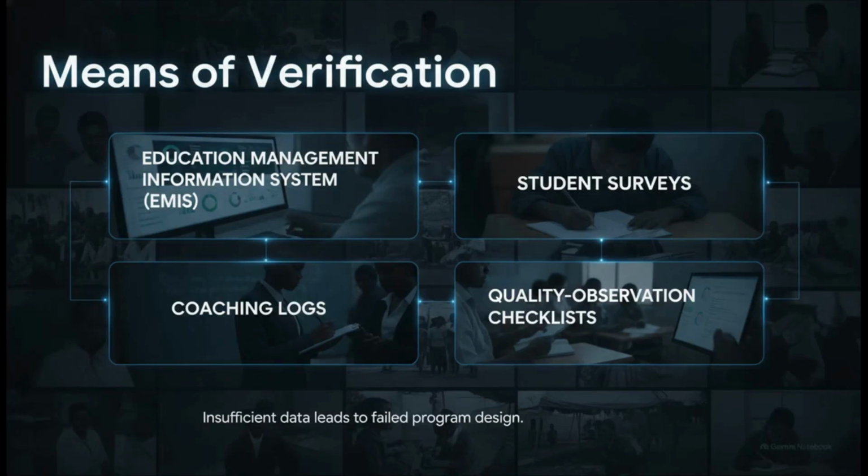Here's the catch, though. An indicator is practically useless if you don't have a credible, cost-effective way to actually collect the data. And that brings us perfectly to the means of verification, or MOV for short. Basically, where is this evidence coming from? Well, for our project, we might tap into the National Education Management Information System, we might conduct direct student surveys, use internal coaching logs, or maybe deploy structured quality observation checklists.